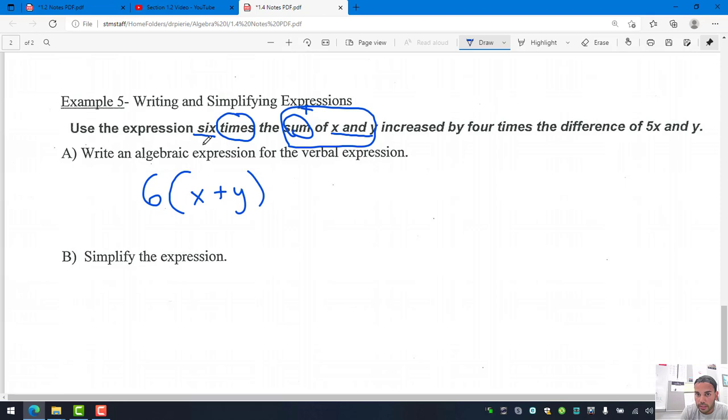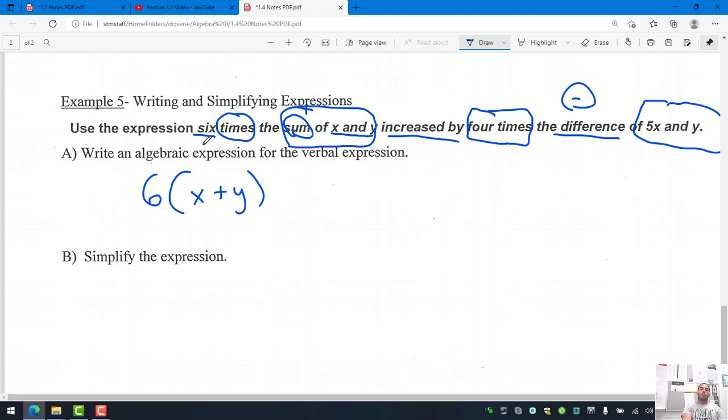Then the second thing I see is whatever this thing is, it's going to be increased by 4 times the difference of 5x and y. The key word here that I need you to recognize is the word difference. Whenever you see the word difference, I want you to think subtraction. So let's break it down to the pieces. The first thing we see is whatever this thing is over here, it's going to be increased by. Increased by is definitely going to be what operation? Addition. It's going to be increased by 4 times the difference of 5x and y.